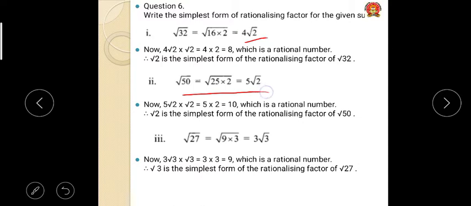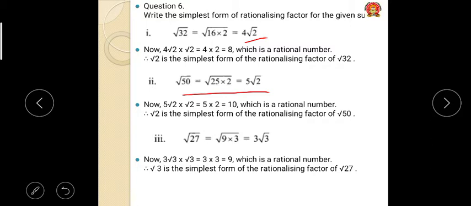Similarly, 25 2s are 50. So what will you get? 5 root 2. So root 2 is the simplest form of the rationalizing factor. Now it means that when you multiply this number by root 2, you will get a rational number. Rationalized form means that when you multiply the irrational number, you have to convert it into a rational number. For that purpose, firstly write the given number in the simplest form and find the simplest form of the rationalizing factor. Okay, very simple.